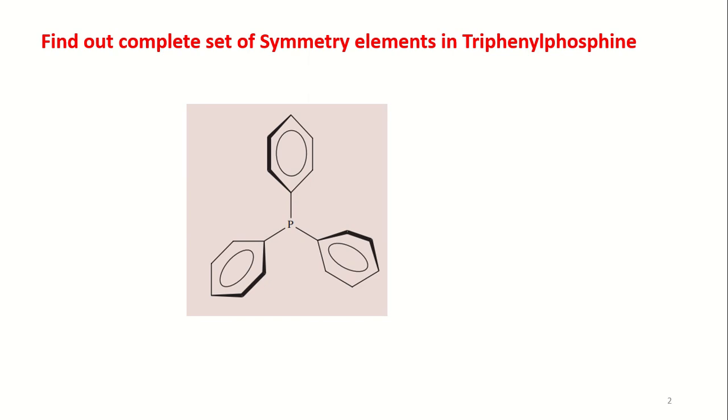So let's start. If I write the identity E as the first symmetry element of triphenylphosphine, then what would be the second one? We should go for the proper rotation. Yes, you need to find, is there any kind of proper rotation that exists in this triphenylphosphine molecule?